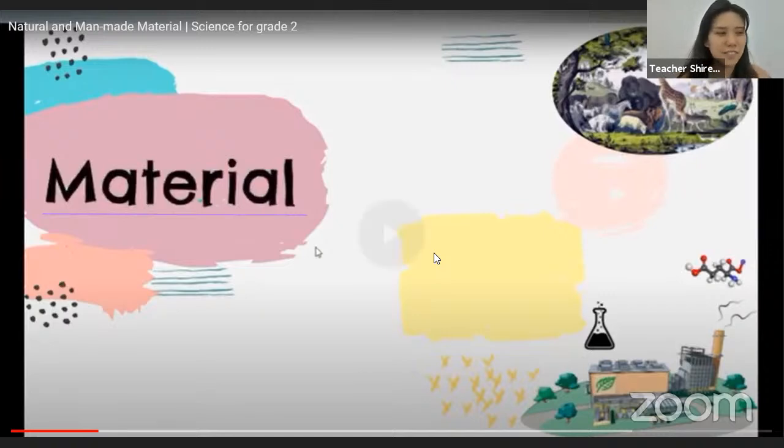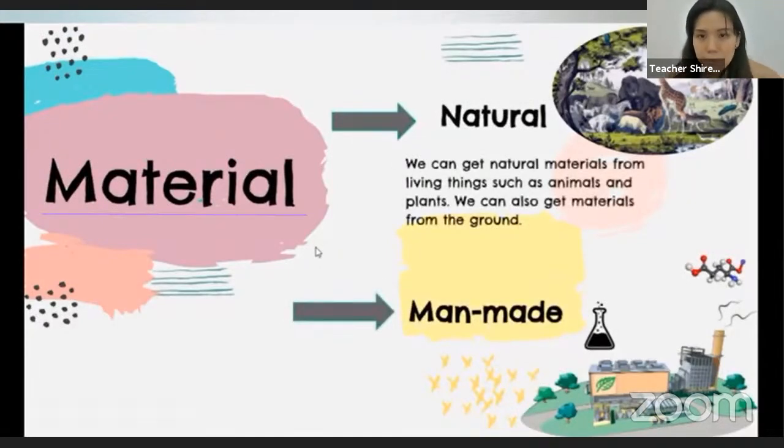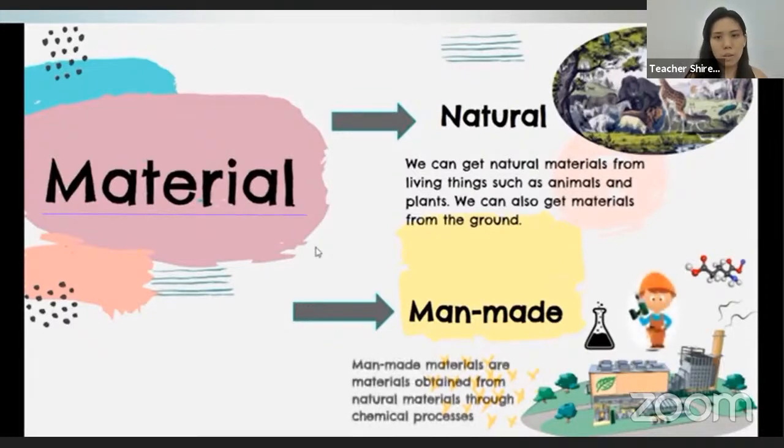Divided materials into natural and man-made. We can get natural materials from living things such as animals and plants. We can also get materials from the ground. Now, man-made. Man-made materials are materials obtained from natural materials through chemical processes.